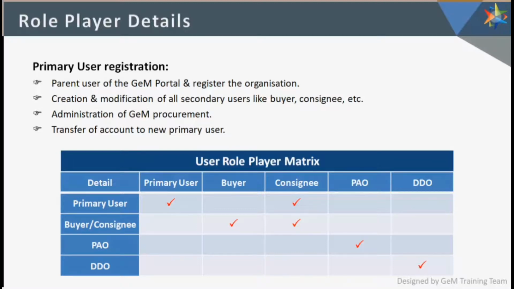If payment mode is PFMS, payment authority will be DDO, and for payment modes like internet banking, CGDA, etc., payment authority will be PAO. Please note that the user role has to be aligned as per the matrix and cannot be clubbed as per choice. For example, primary user cannot be the payment authority for the organization.